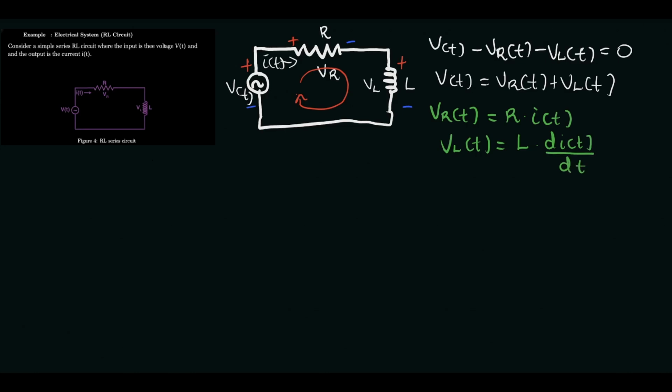So knowing this, we now have your v(t) equal to R i(t) plus L di(t)/dt. So this is the first order linear ordinary differential equation. So we have another example right here.